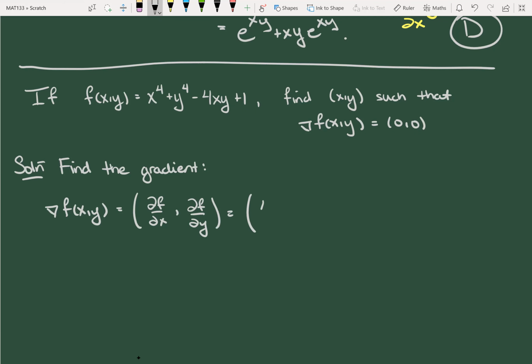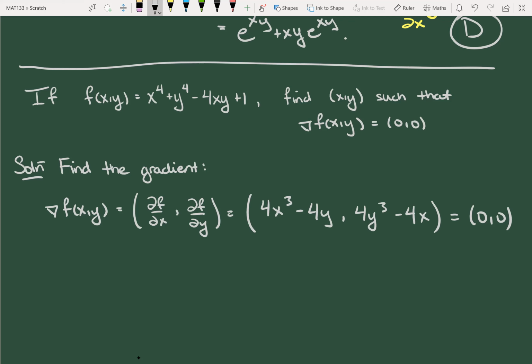Okay, and this one's not too bad to do, so I'm going to go through it pretty quickly, but again, yell out if something doesn't make sense. 4y cubed minus 4x. Okay, did we all get that? Again, you have to double check me, just make sure I did my math correctly. Okay, that looks good.